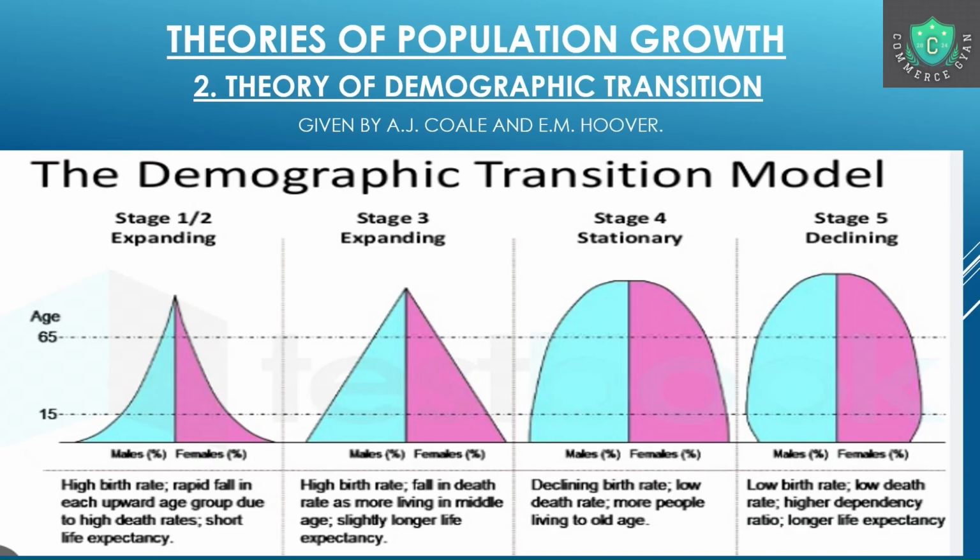So this is the demographic transition model which was given by A.J. Cole and E.M. Hoover. So these are the two theories, two models which we learned: the Malthusian theory and this demographic transition model of population.